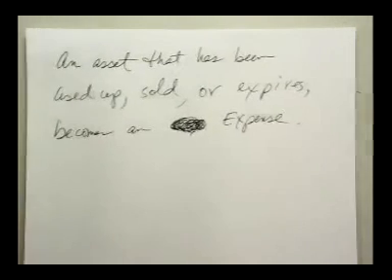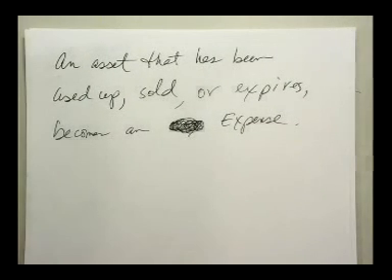Look back at our little sentence here. An asset has been used up, sold, or expires. Insurance expires, doesn't it? You prepay it. When do you buy insurance? Before or after you need it?